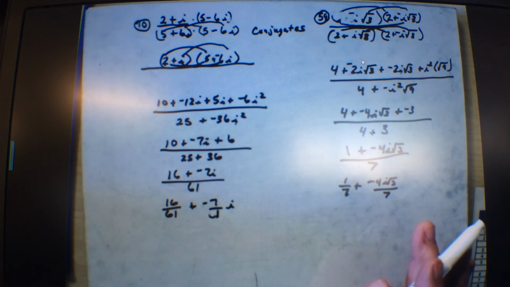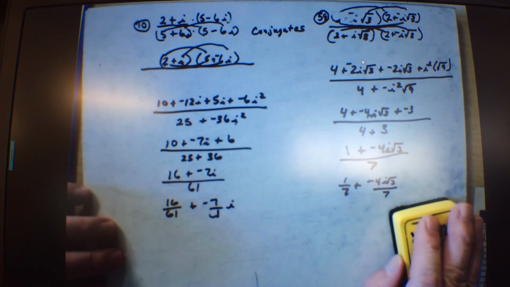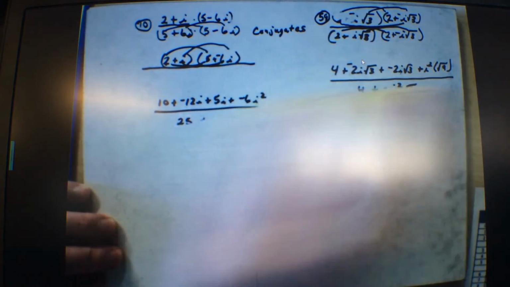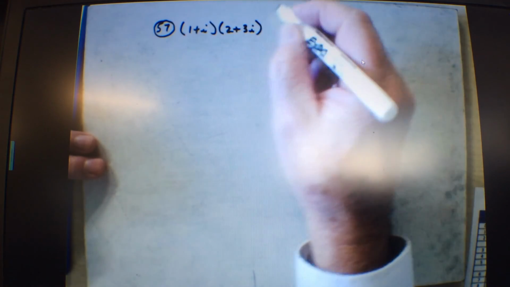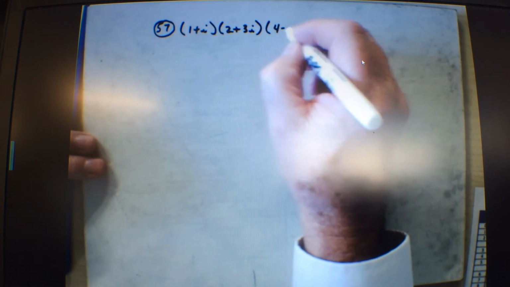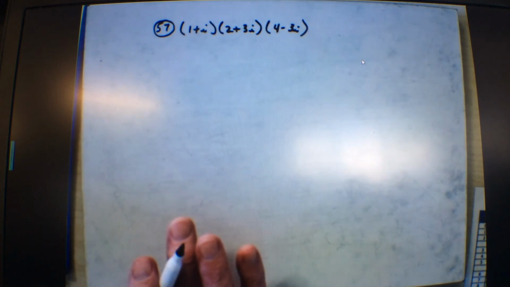Questions? That's not easy, is it? Okay. I have one more, then I'm done. The only reason I'm going to do this one is because I've had questions on it in the past. I'm going to do 57, but 56 is just like it. 67 on the assignment? Yep. You have 1 plus i times 2 plus 3i times 4 minus 3i. Okay, there's 3 complex numbers.